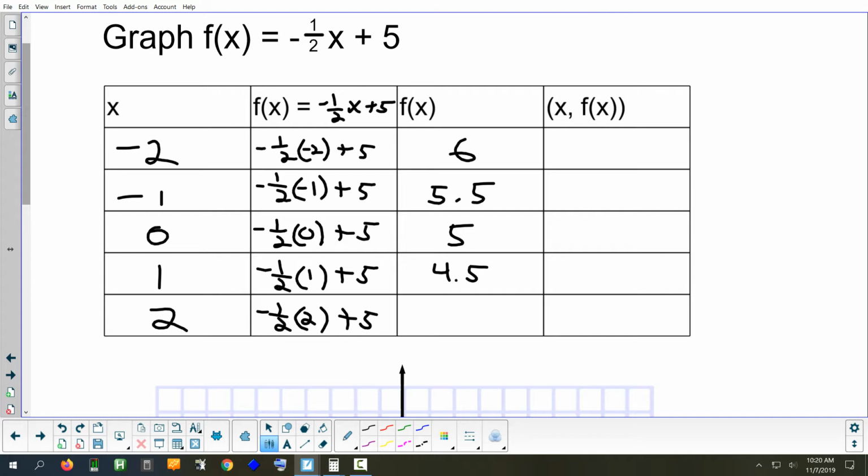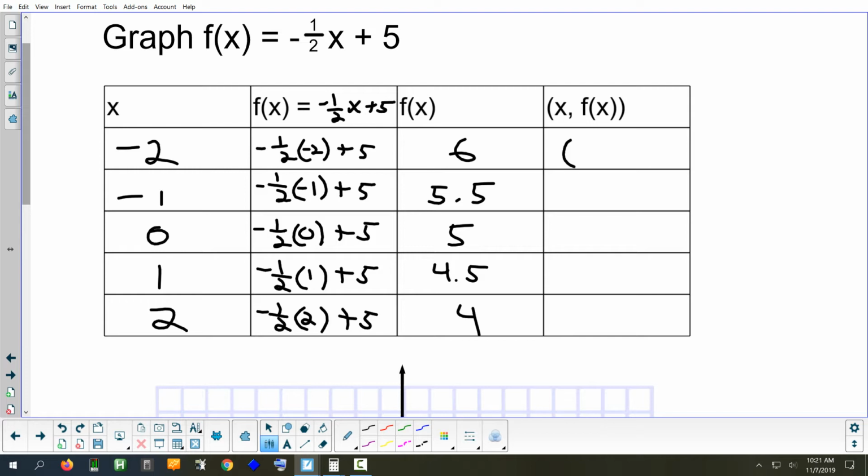4 and a half. Notice how you're seeing a pattern here? You should be, because this is linear, right? The x's are going up by 1, plus 1, plus 1, plus 1, plus 1. The y's are going down by a half. Minus a half, minus a half, minus a half, minus a half. Right? So if you see a pattern, that's good. That means you did it right. It's linear. You should always have a pattern from what we learned yesterday.